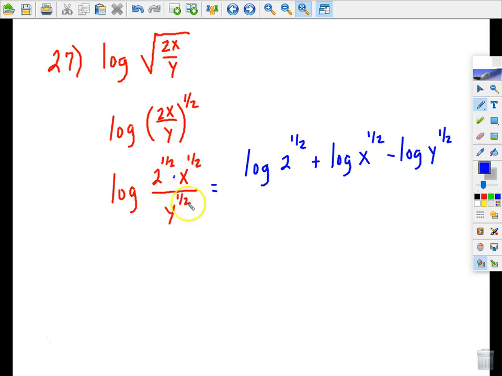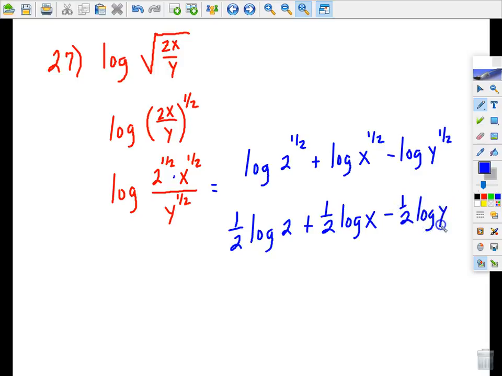Now I'm going to do my power property because, again, when you expand you will not have any exponents, so these exponents come down and multiply. So 1/2 log 2 plus 1/2 log x minus 1/2 log y.